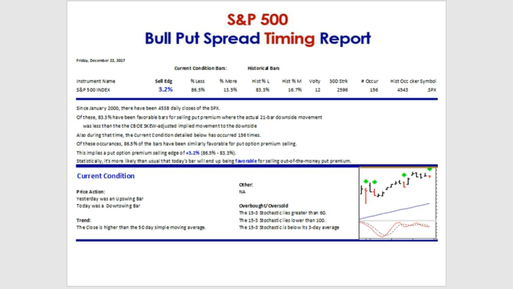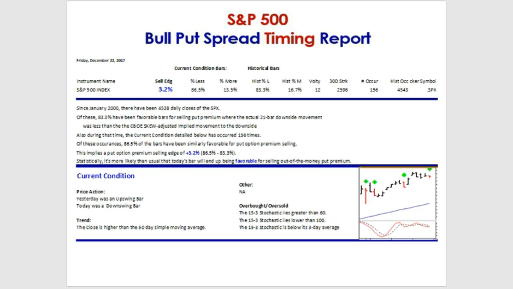Okay, so you could flip a coin, and 83% of the time you're going to catch a bar where the market does not move down and hit that short strike, a standard deviation out 30 days in the future.